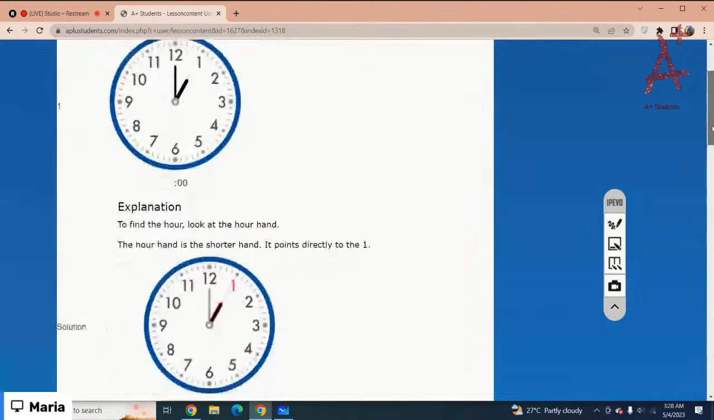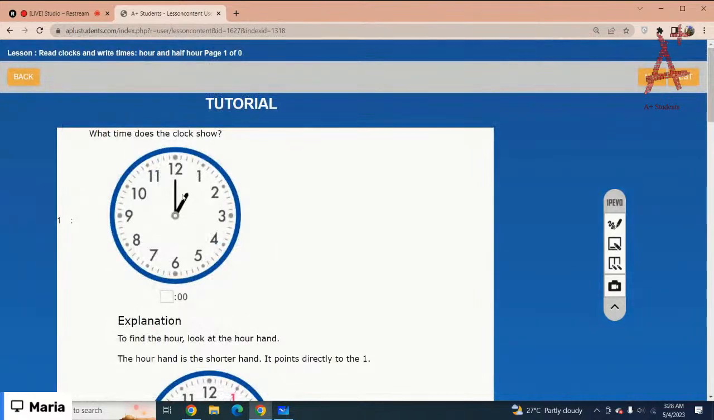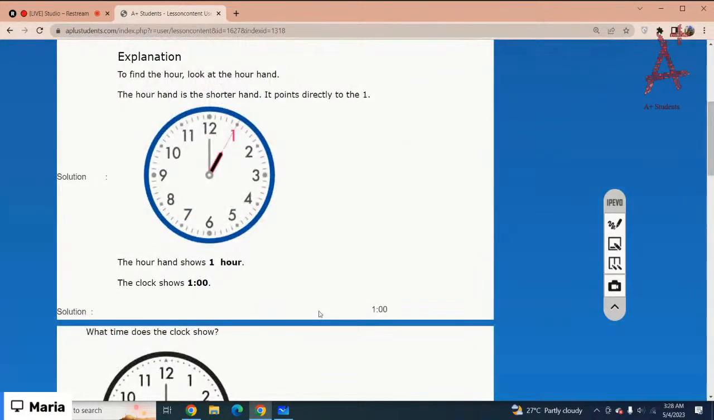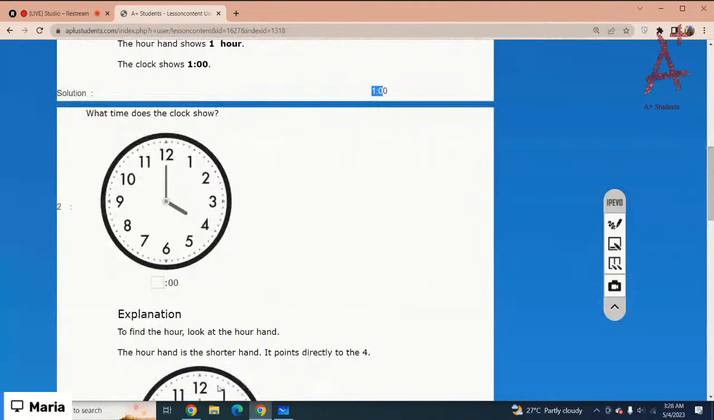Then look at the minute hand. It points to 0. That means it would be 1 o'clock. You can see here. Got it? Okay, just look at this one. You need to find the time. The smaller hand is the hour hand, and the hour hand points to 4. Got it? And the minute hand points to 0. That means you have 4 o'clock. Got it?